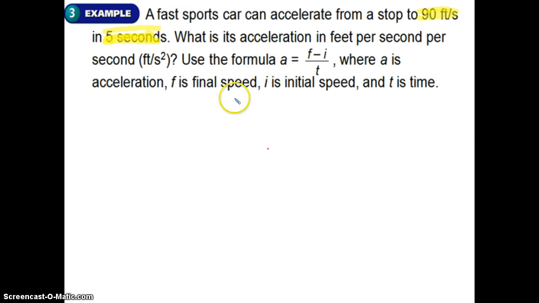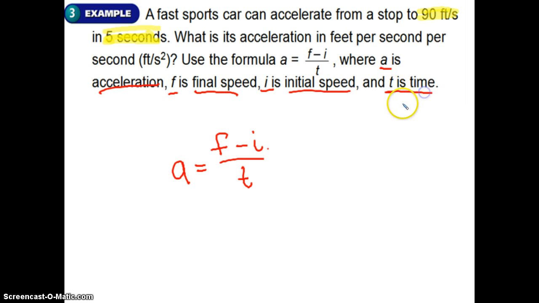Use the formula A equals F minus I over T. Now, do you have to memorize this for your test? No, because I will give it to you if you need to use it. But the nice thing here is that they give A is the acceleration, F is the final speed, I is the initial speed, and T is the time. So, what do we know? We know that a fast sports car can accelerate from a stop to 90 feet in 5 seconds. So I know that I have the time.